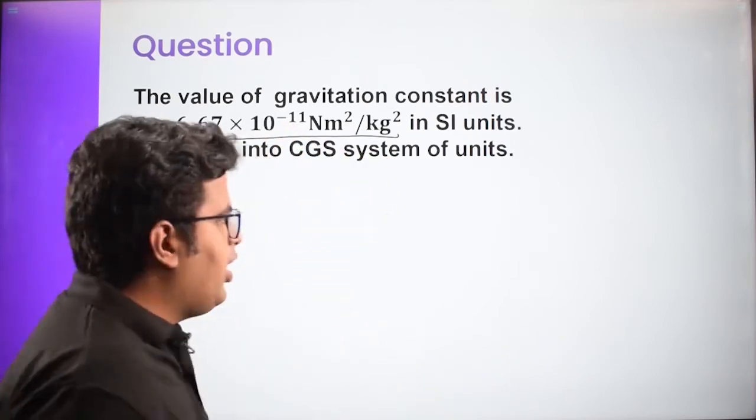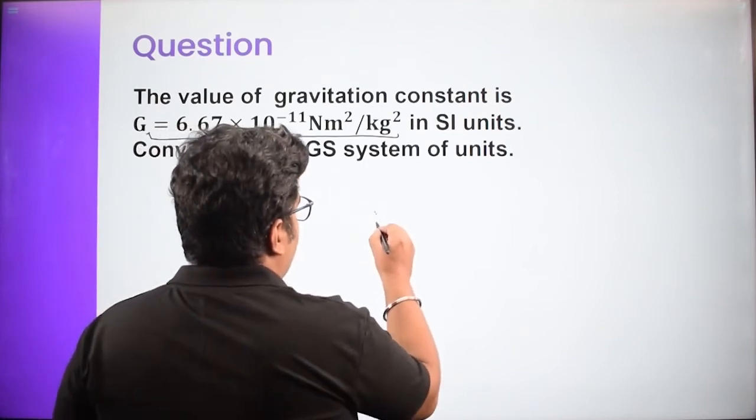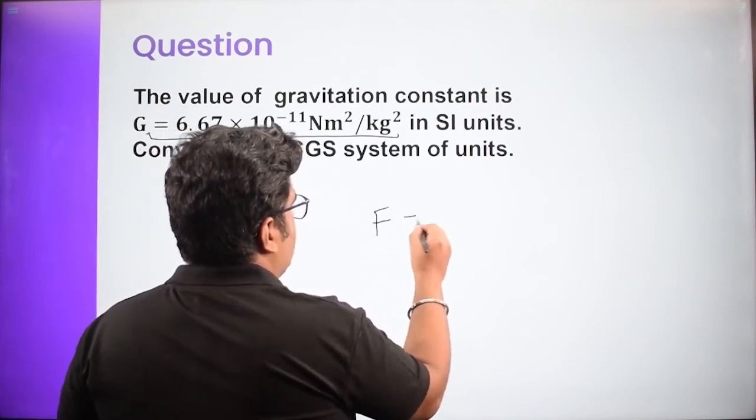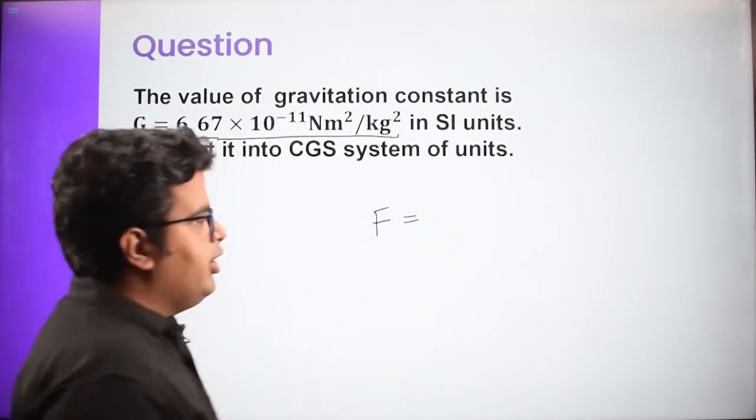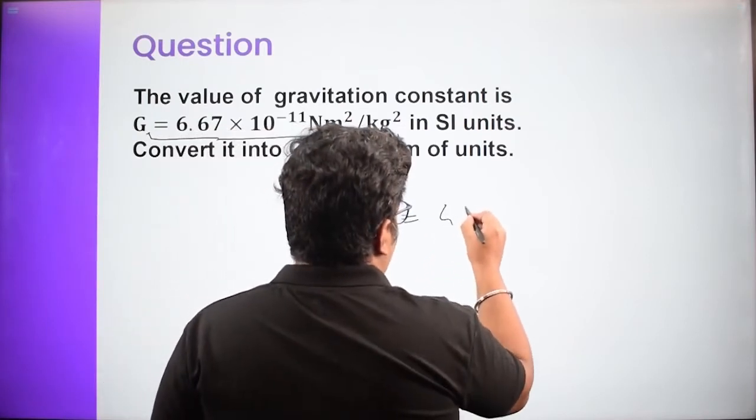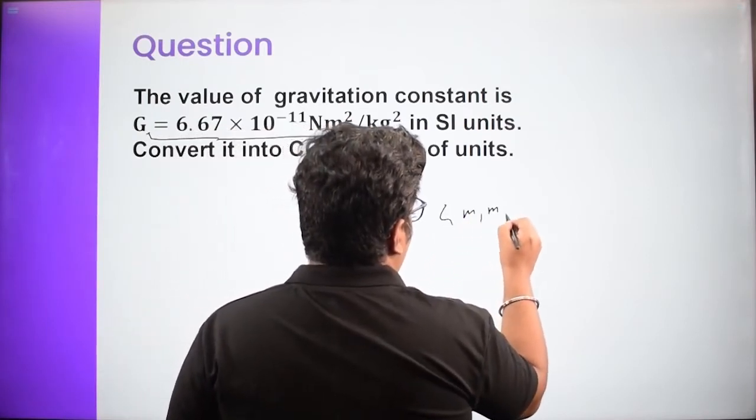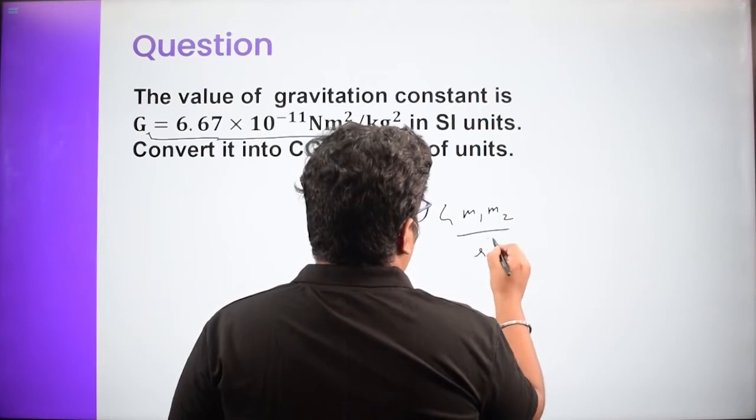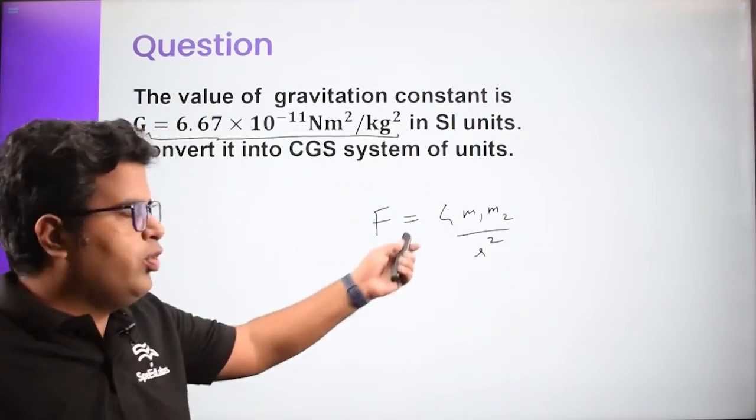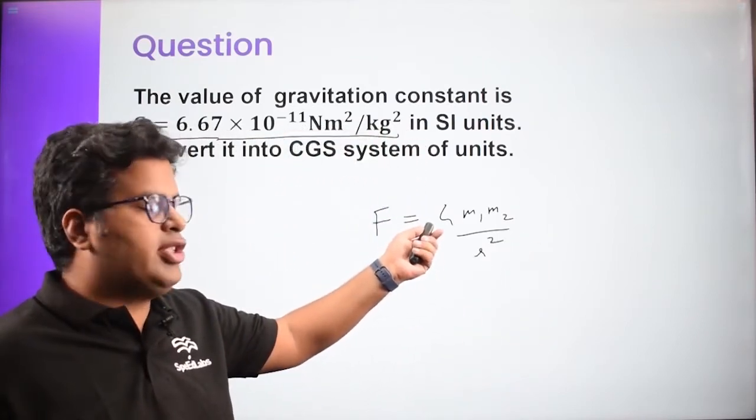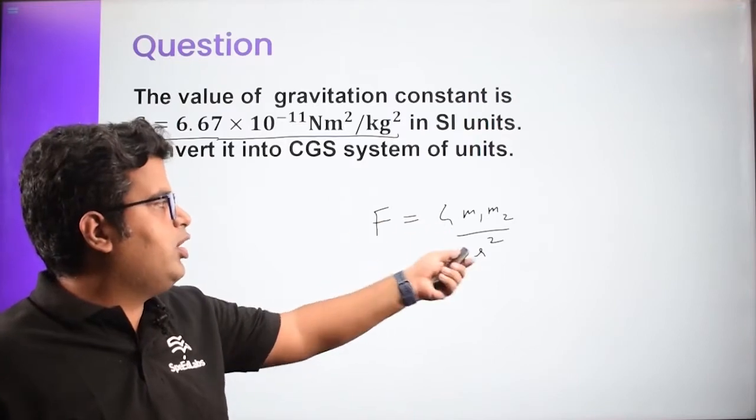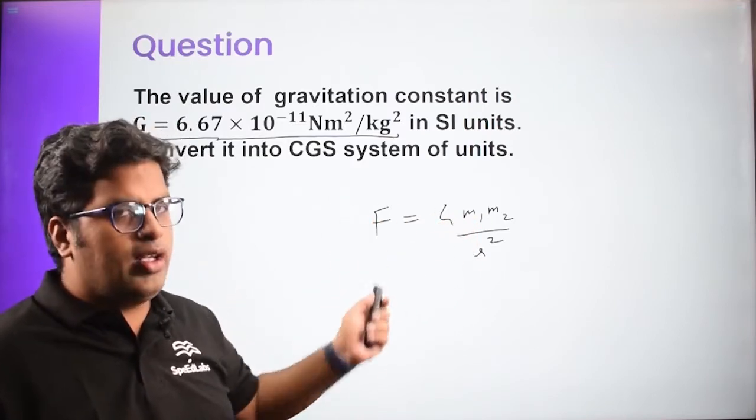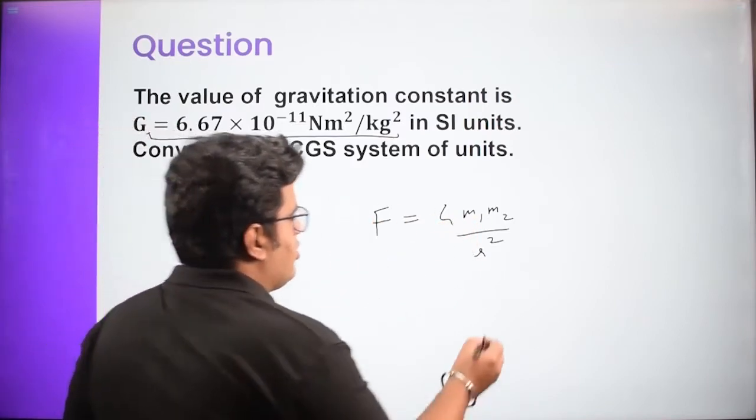So first of all, I'll ask you the formula for the force. The formula for the force by Newton is given as G m1 m2 by r square, right? So if I ask you the unit of gravitational constant, that is basically Newton meter square per kg square, right? But if I ask you the dimensions of G, right?